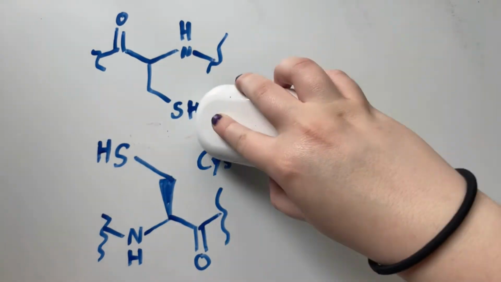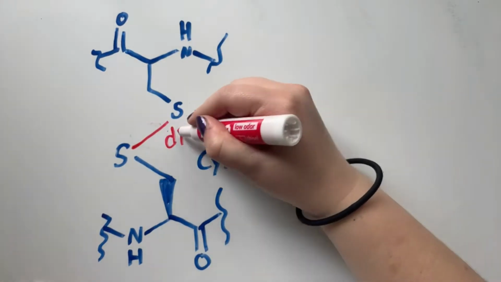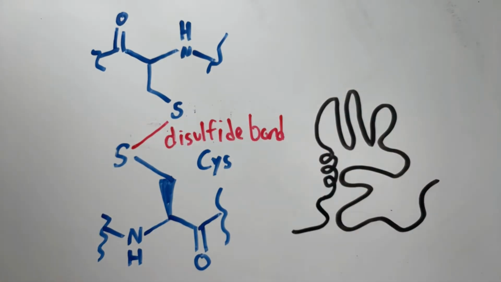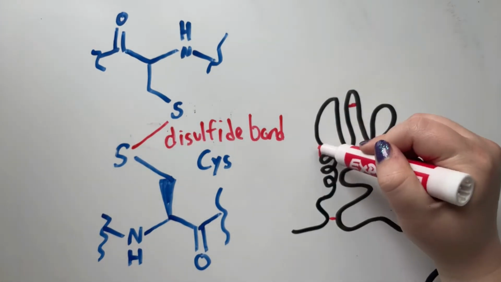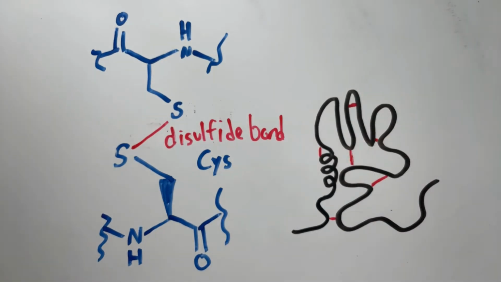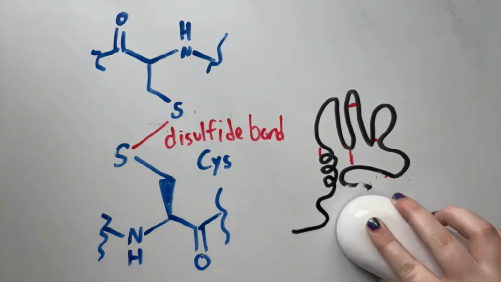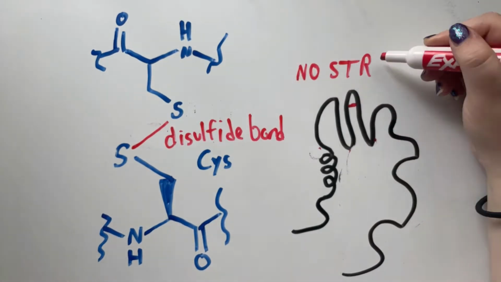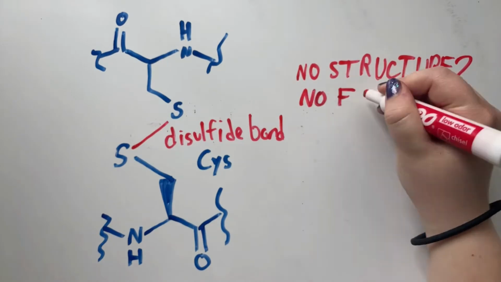These bonds are stable unless put under reducing conditions, but this also means that cysteines are unreactive unless in such conditions. So if the intein requires a reducing environment to splice, the desired protein's disulfide bonds will break and the structure will fall apart. No structure means a loss of function.